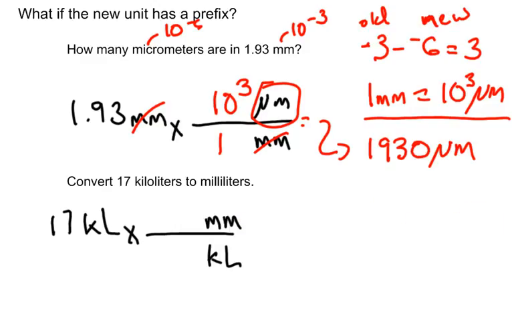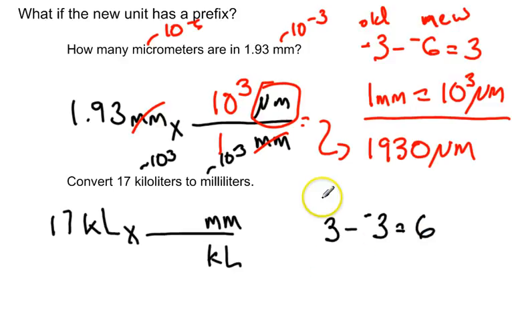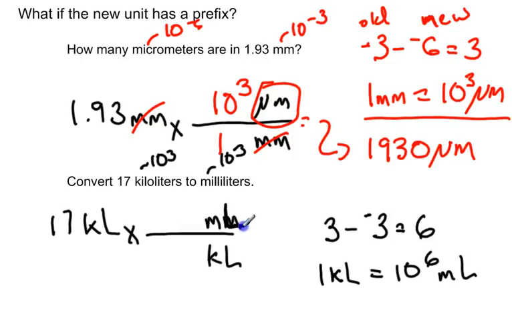And again, we want to subtract the new from the old. So the old power, let's write that up here, is 10 to the third. The new power is 10 to the minus 3. So 3, that's the old, minus a negative 3 equals 6. So that means that 1 kiloliter equals 10 to the 6th milliliters. Make sure it's not millimeters, it's milliliters.